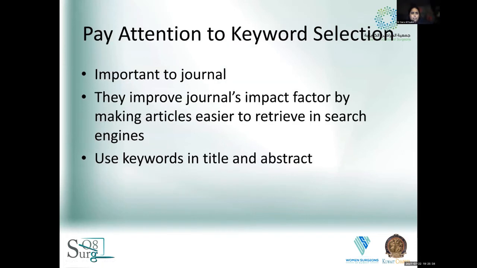Also, something that I wasn't paying attention to, but am trying to pay attention to now, is keyword selection. Keyword selection is very important to your editor and very important to the journal, because it improves your journal impact factor by making your article easier to retrieve in search engines. So try to use your keywords in both your title and abstract so that it's easily found. And I think this can make your article more attractive to editors.